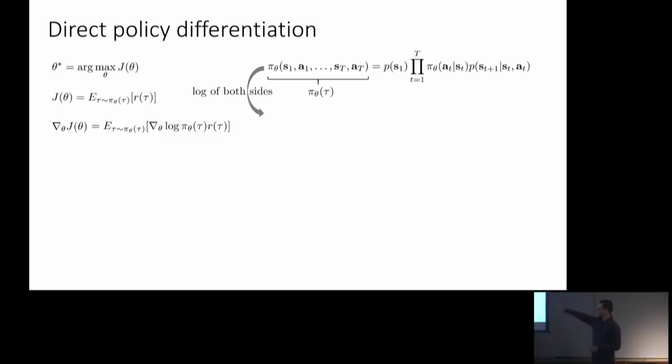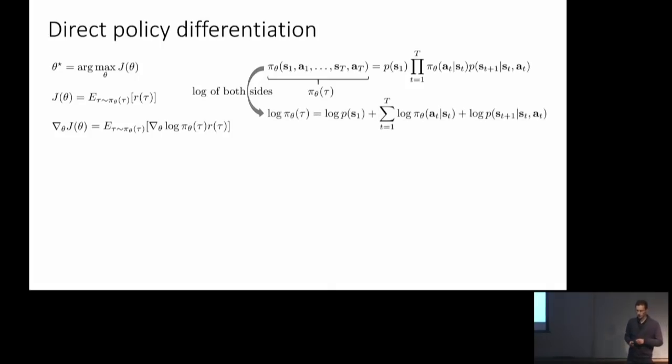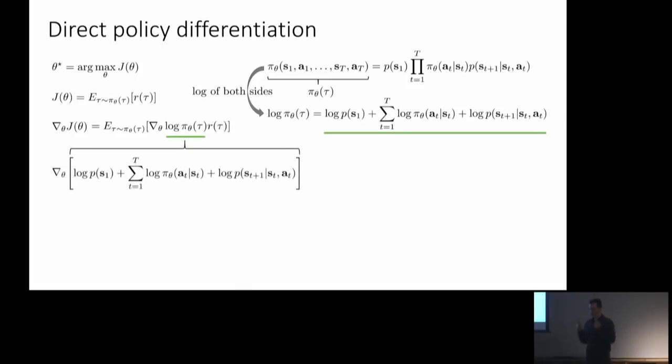And now I'm interested in the logarithm of this. So I'm going to take the log of both sides of this equation. And I get log of pi of tau is equal to the log of this thing. And remember that the logarithm of a product is a sum of logarithms. So everything that was a multiplication before ends up being addition. So I get a sum of a bunch of terms: the log probability of the initial state, plus the sums of the log probabilities of the actions and the log probabilities of the transitions. And then I just want a gradient of this thing. So I'm going to substitute that in there, and I'm going to compute its gradient.